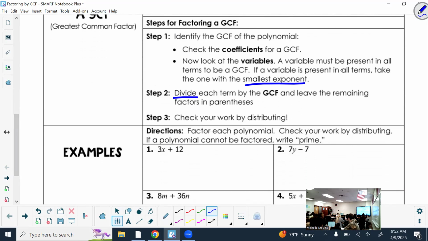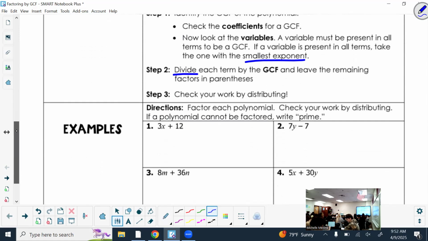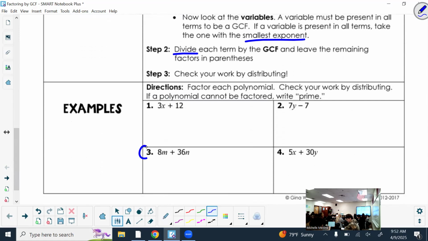All right, so it's all typed out for you. If you get stuck, follow these steps. We're going to go right into an example. So let's look at number 3 together.